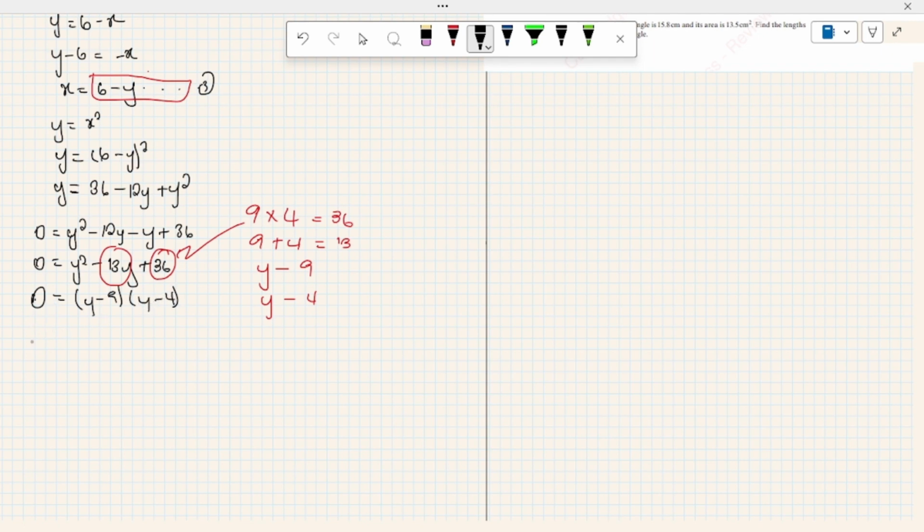Right. So the values of y: y minus 9 is equal to 0. When you're in this step, it's easy because all you do is take this bracket, make it equal to 0, and then you say or, and you take the second bracket and make it equal to 0. So y minus 4 is equal to 0, right? You make y the subject of the formula because we are solving for y. So y is equal to 9 or y is equal to 4, right?